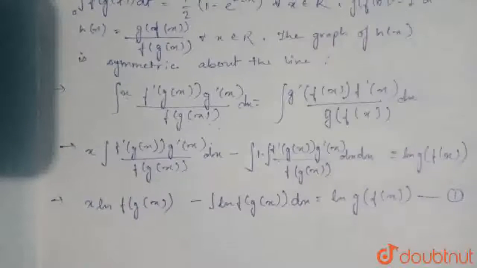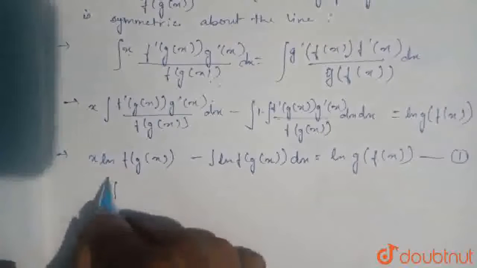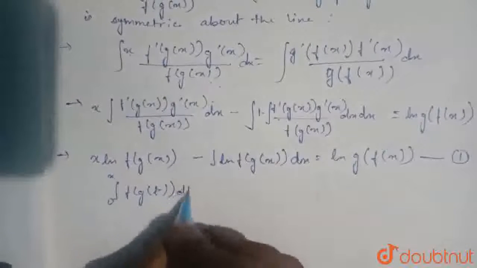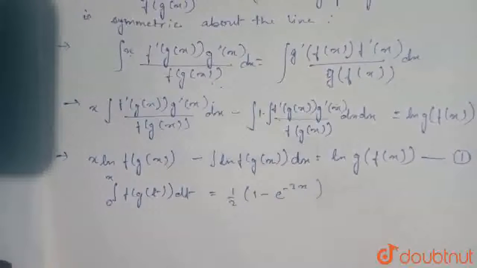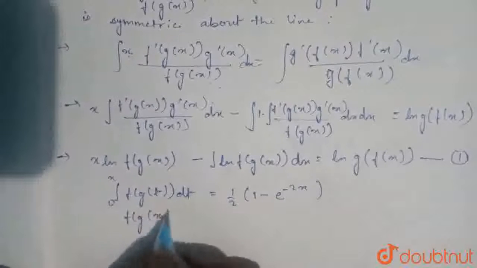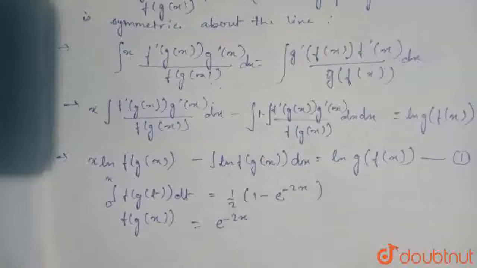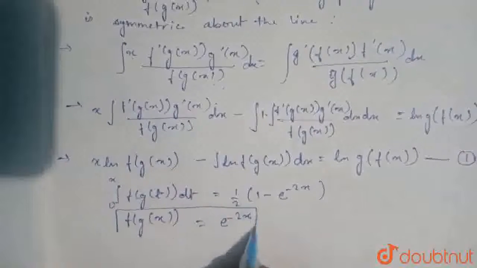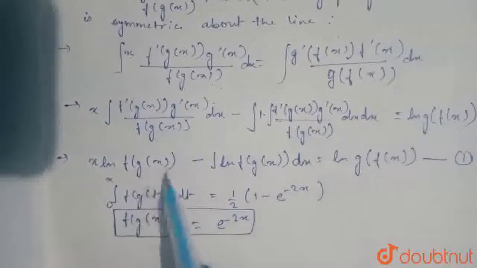Now we'll look at the other thing that is given in the question, that is the integration from 0 to x of f of g of t into dt. Its value is given as half of 1 minus e raised to the power minus 2x. We'll differentiate both the sides. We'll get f of g of x as e raised to the power minus 2x. So the value of f of g of x is known to us now. We'll put the value of f of g of x into this equation.